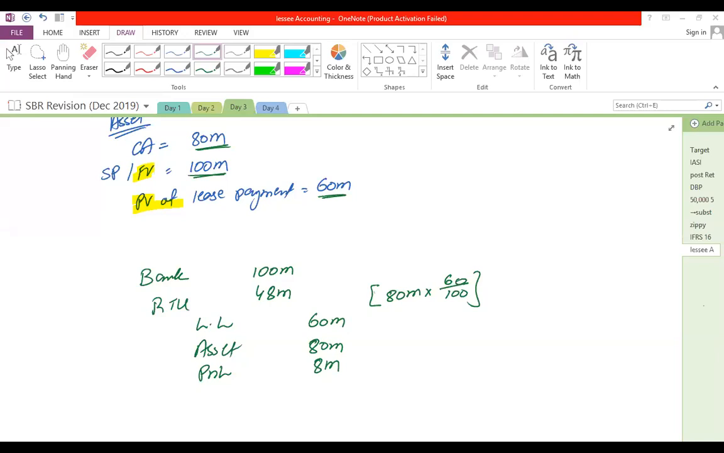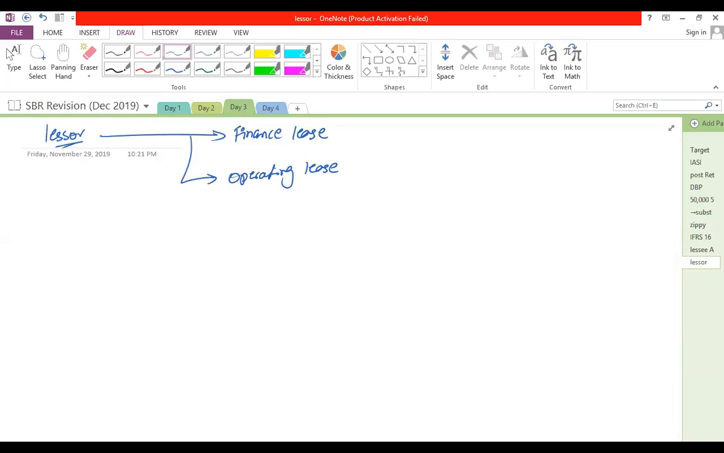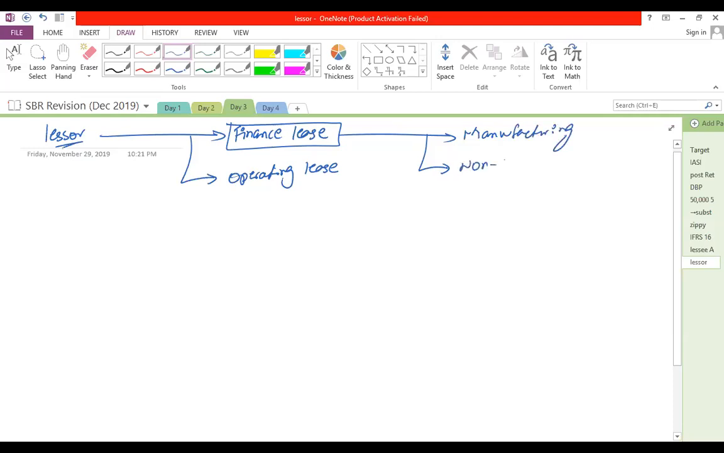Okay, now let's discuss the accounting from the lessor's point of view. Now, when we talk about the lessor, we say for the lessor, there are two types of lease. One is the finance lease and the other is the operating lease. The lease accounting of lessor still has the finance lease and the operating lease. Now, in case of the finance lease, we need to discuss two types of accounting. The accounting for the manufacturing lessor and the accounting for the non-manufacturing lessor.